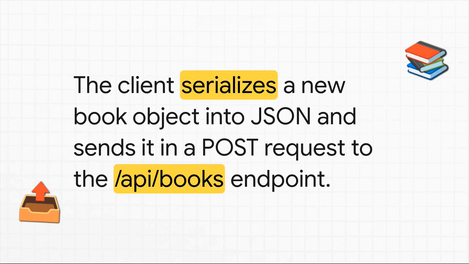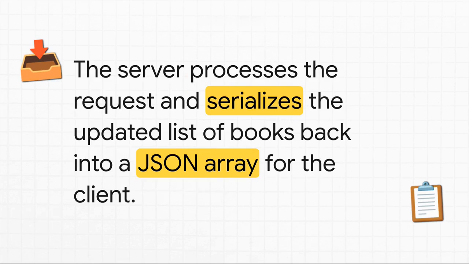Let's make it real. Imagine you want to add a new book to your collection. The client takes the book's details, serializes them into this nice, clean JSON format you see here, and fires it off to the server's /API/books address. And now, here's the server's reply. After it's successfully added the new book, the server might send back the entire updated list of all your books. It serializes that list into this beautiful JSON array. As soon as the client gets this, it can deserialize it and instantly refresh your screen to show the new book.